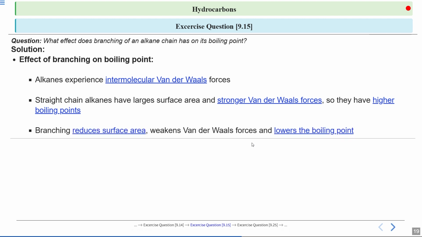In contrast, alkanes which are branched have a reduced surface area. This reduction weakens the van der Waals force, leading to a lower boiling point. It is like trying to stack irregularly shaped blocks. They don't fit together as neatly, so they don't hold together as strongly. To summarize, branching in alkanes reduces the surface area, weakens the intermolecular forces, and consequently lowers the boiling point.